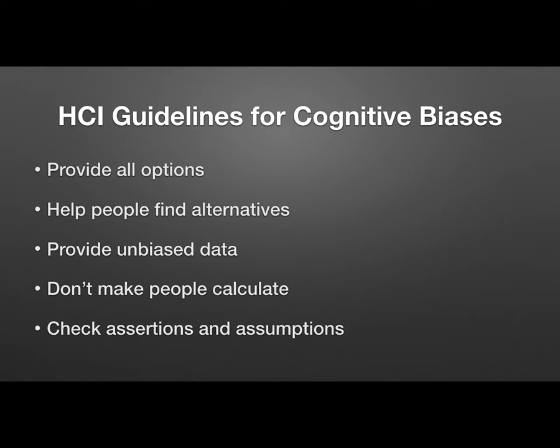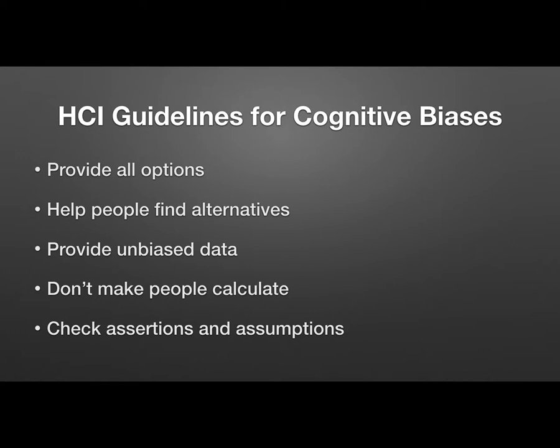So what does this mean for us, designing interfaces, designing machines for people to use? The best guidelines that we can come up with: first of all, we want to provide all of the options in an unbiased way, typically. And we want to help people find the alternative paths that they can use. If we're visualizing data, unbiased visualizations are very important. And we'll talk in a later class about visualizations specifically and how they can be deceptive or misleading.